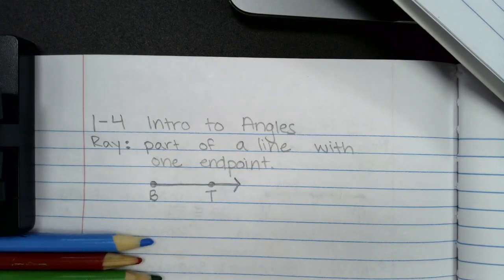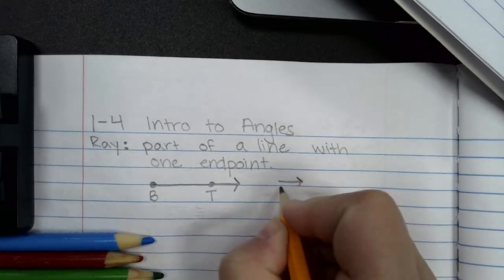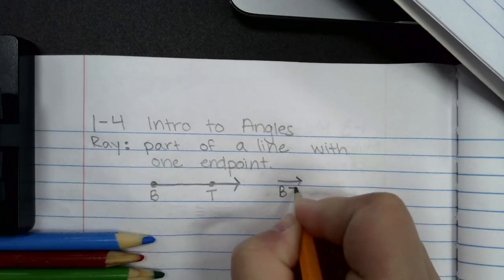So up on the board, you can see that we have that work from yesterday's warm-up still on the board. So when we did a line, we did the line above it with the arrows. When we did a segment, we just did that line with no arrows. How do you think we're going to do a ray? How many arrows does a ray have? Just one. So we're going to say ray BT.